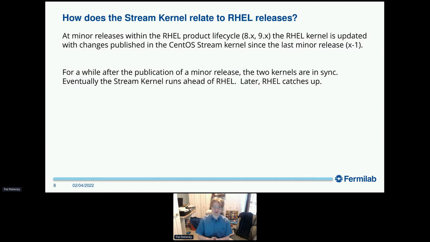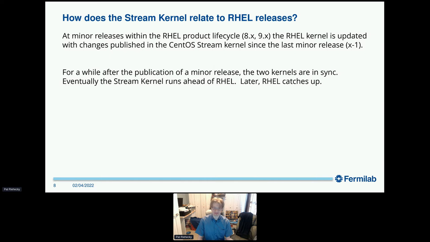So how really does the stream kernel relate to the RHEL kernel? At minor releases within the RHEL product lifecycle, the RHEL kernel is updated to match what's in the CentOS stream kernel since the last minor release. For a while after the publication, the two kernels are really in sync because the stream kernel represents the best ideas for what to do to make the kernel the best kernel it can be. And when it syncs up with the RHEL kernel, it's not as though suddenly the day after that, the kernel engineers come up with new and better ways of doing things. If they'd had those ideas earlier, they would have done them earlier, and they would have made it into the RHEL minor release. Eventually, the stream kernel does run ahead of the RHEL kernel, and then the RHEL kernel catches up.